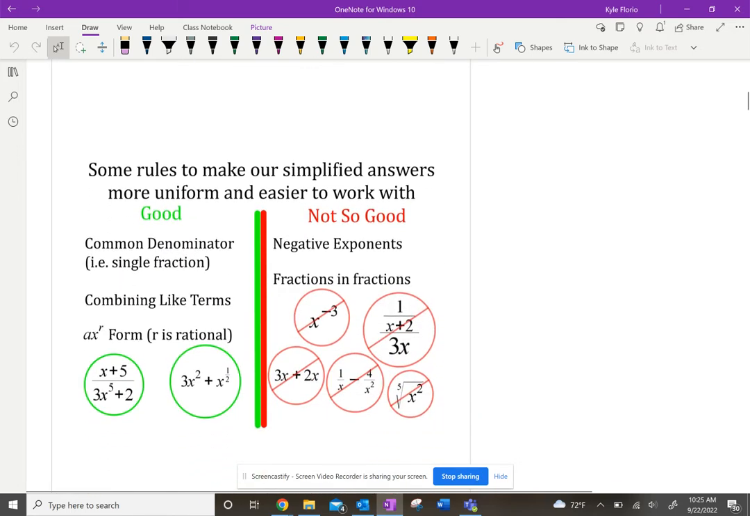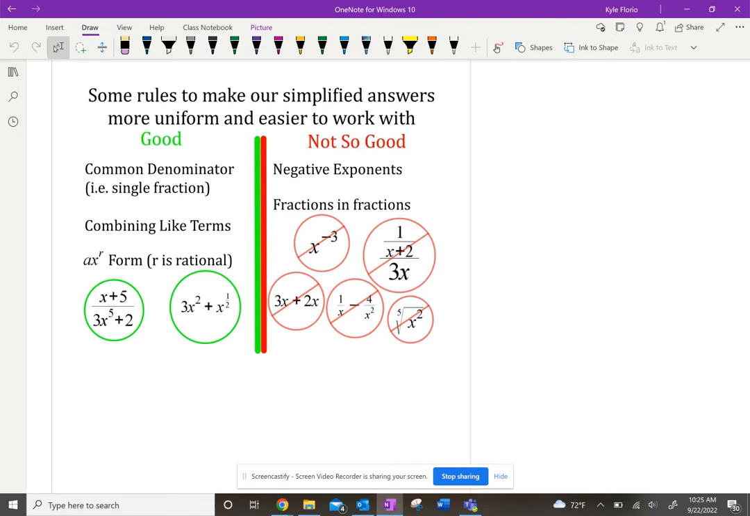So, some rules to make our simplified answers more uniform and easier to work with. You'll see in a second, but context is really the most important thing. In general, it's good to have a common denominator, so a single fraction, combine like terms when possible, and have your exponent as just ax to the r rather than having the square root symbol. So like right here, rewrite that as just x to the 2/5 rather than the fifth root of x squared. But sometimes you write it like that, and that's okay.